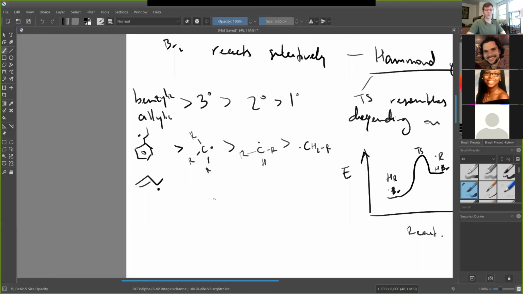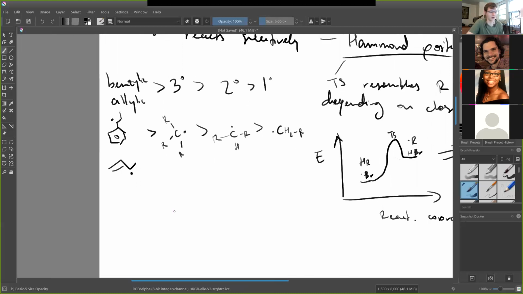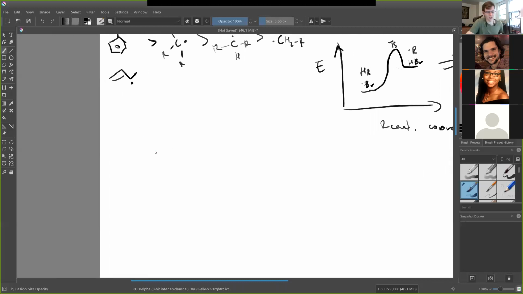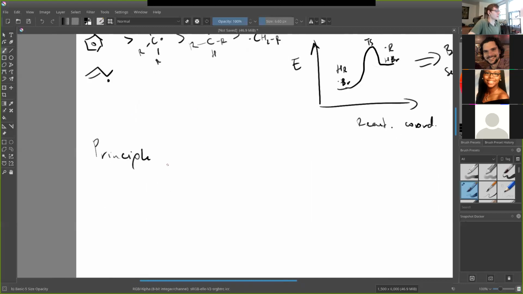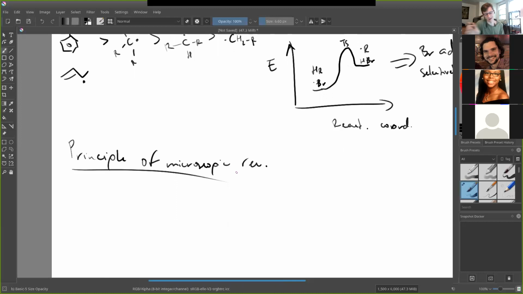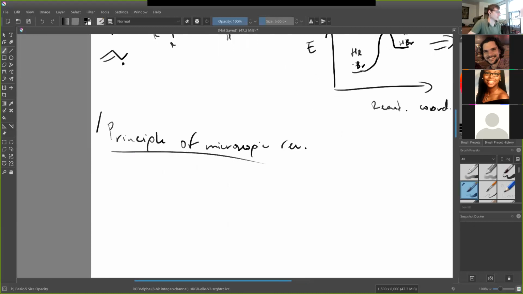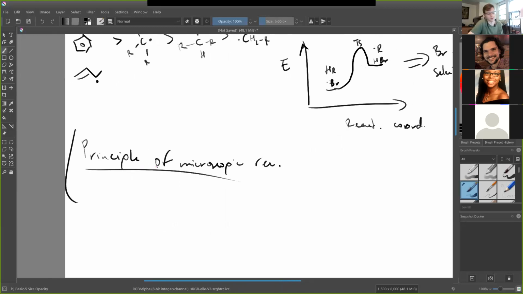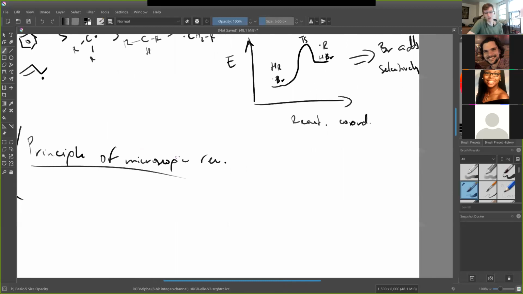While I'm at it, I've already mentioned the Hammond principle, which is one of these specific terms that you should very much know. I might as well mention another thing that came up during lecture, which I'll just say in passing. You should be familiar also with the principle of microscopic reversibility. I mentioned this in passing. It's not entirely related to free radical halogenation. In fact, it's really not related.